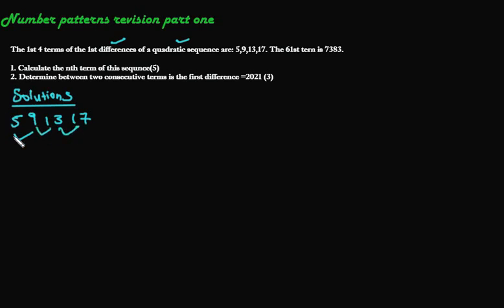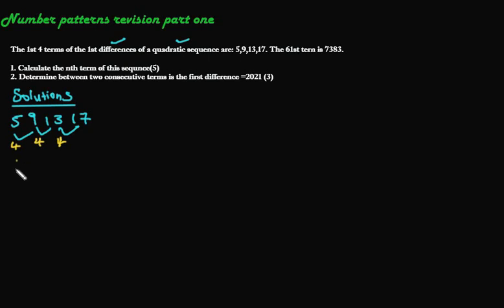Then I'm looking for the difference here. The difference between the terms is 4, 4, 4. This seems like a linear pattern, but it's actually quadratic. There are quadratic terms we haven't written. As you know, the first differences of a quadratic sequence are linear, so that's why this seems like a linear sequence.